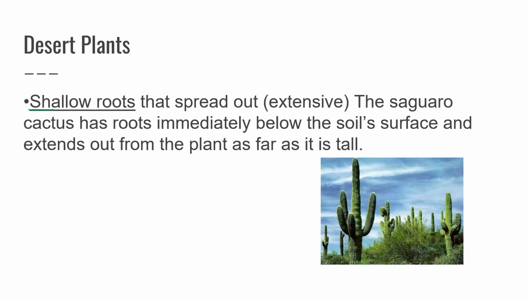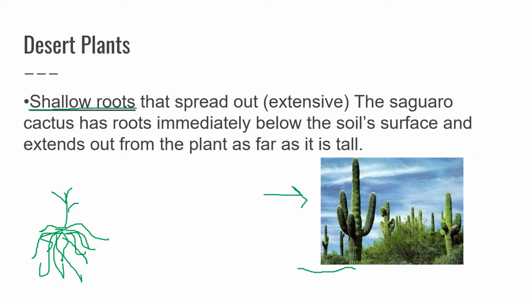Another adaptation they have is they have shallow roots that spread out extensively, okay? So what we mean by that is this. If this were the plant, okay, so you see obviously in this picture, this saguaro cactus here, okay? Normally plants have roots that grow deep down into the soil, maybe a little bit out, but for the most part, they grow down to get to the water and nutrients that are hidden in the dirt below. Well, desert plants, their roots actually don't grow down necessarily, they grow out. Okay, they're very shallow and their roots reach far, far out.